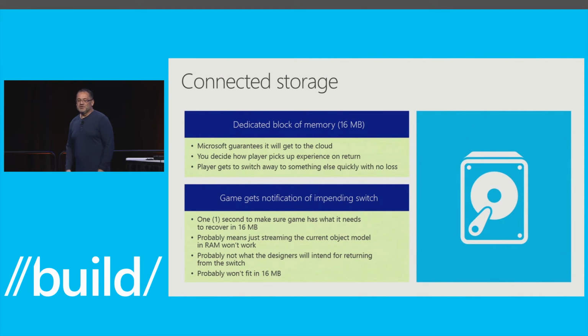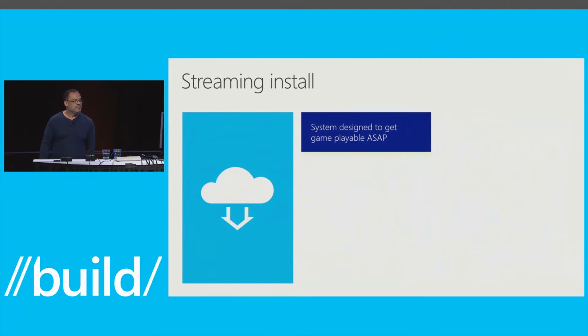Connected storage, this is where we give you the save game capability. You've got 16 megabytes. We guarantee it will get to the cloud. You decide how the player picks it up when you get back. Probably your whole save game won't fit in 16 megabytes, especially if you just try to stream the entire data set that's there. So you have to think about it a little bit more than you would normally to do the connected storage pieces. But this is not one 16 megabyte block for all the save games of all eternity. This is every save game that you have can be 16 megabytes in size. And then we put it to the cloud for you.